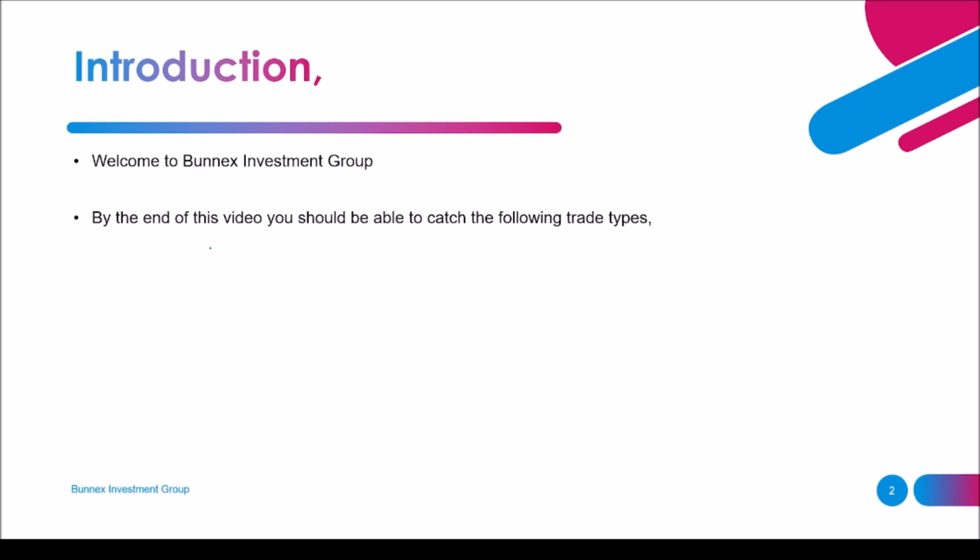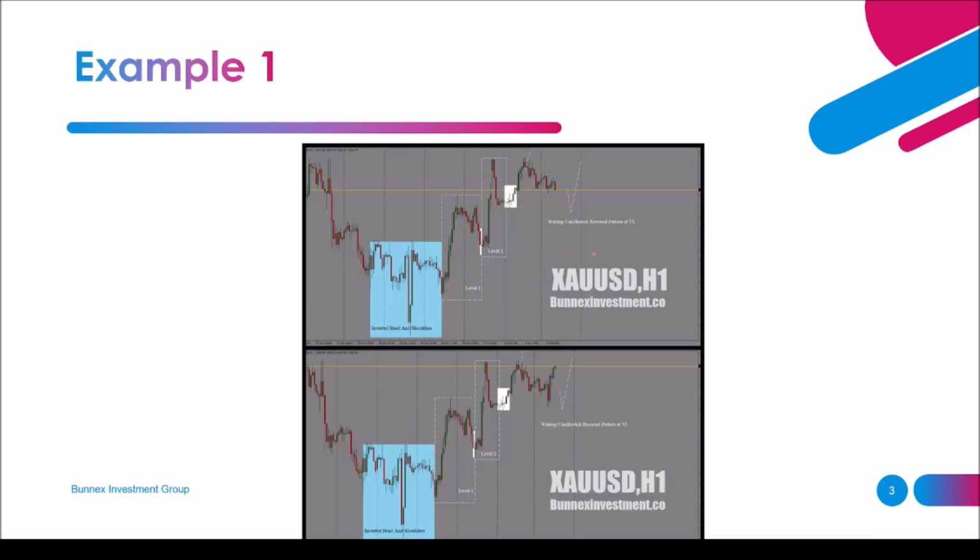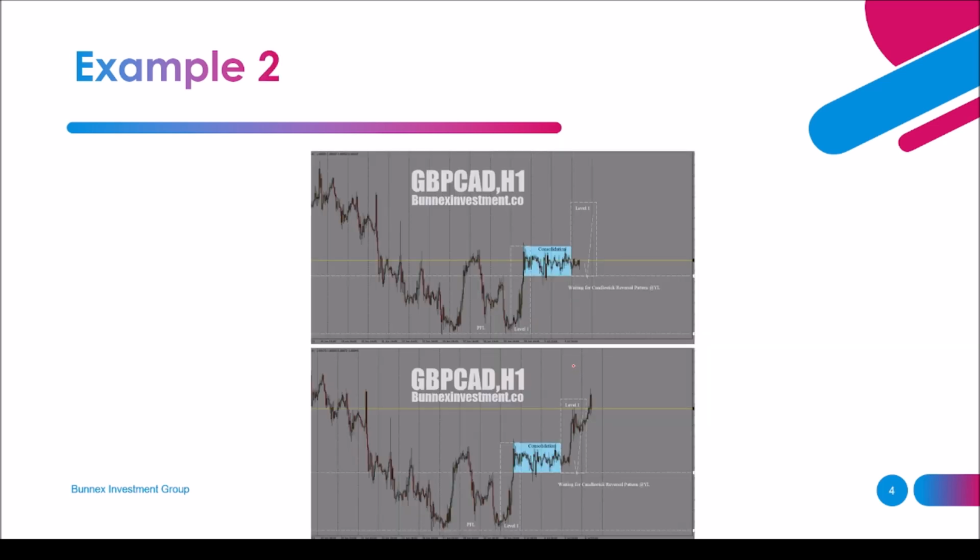By the end of this video, you should be able to catch the following trade types. Example 1, it was on gold where we anticipated a buy at this particular level, and this is what happened. The market actually respected that. This is pound against CAD where we anticipated to see a buy at this particular level, and this is what happened on the after. So basically, we are going to talk about a strategy that will help you and enable you to catch these type of trades. Sit back, relax, and make sure you watch up to the end of this video.